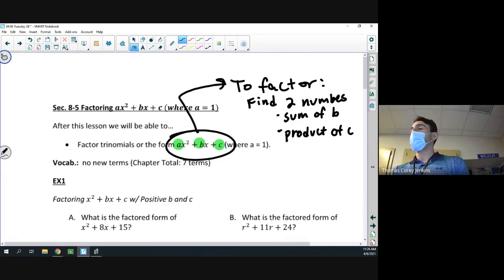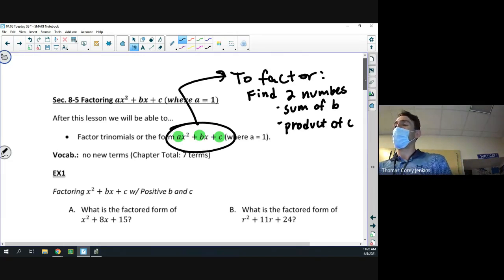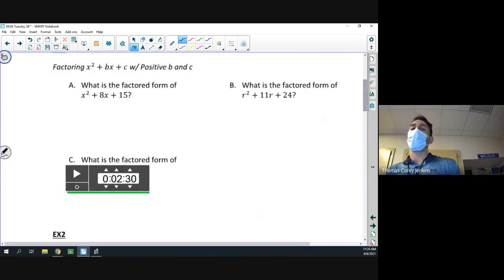So let's go ahead and jump in and see what that looks like. I'll totally walk you through number 1. It just says, what's the factored form of x squared plus 8x plus 15? Now, all of these, like I said, will start out with just 1x squared, right? Eventually we'll learn how to factor other things. These will be what we consider the easier ones, all right? We start out with the easier ones.